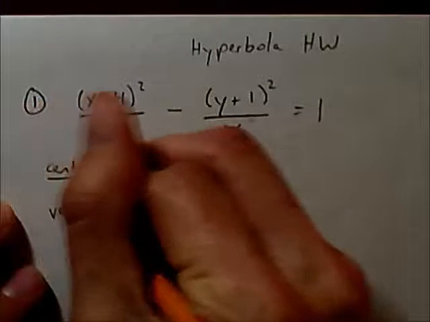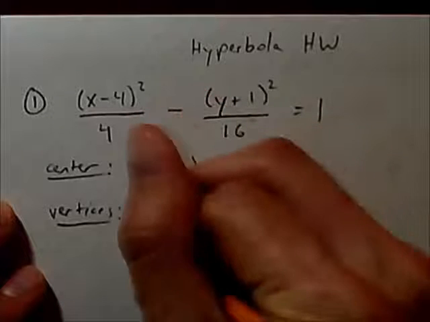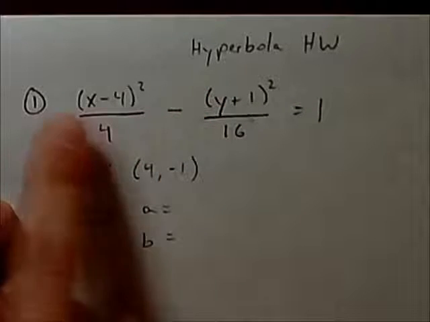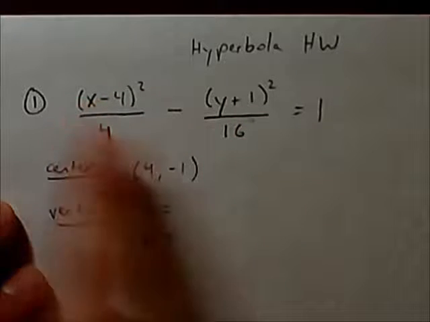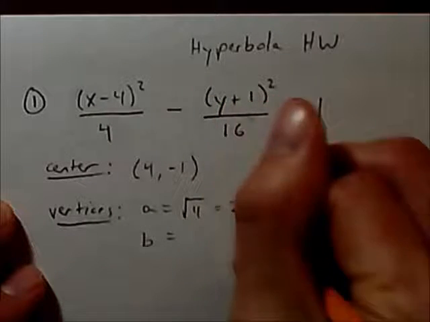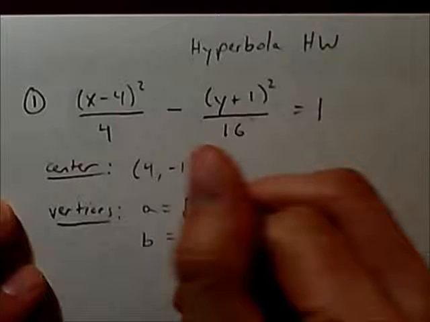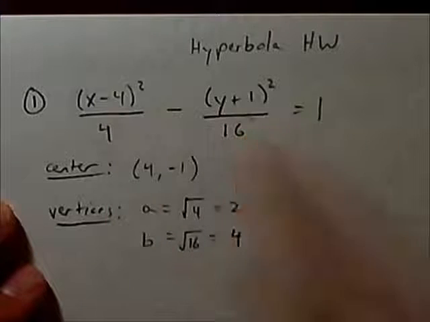Before we find the vertices, let's find A and B. So remember, for a hyperbola, A always comes from the positive side. It doesn't matter which one's bigger. It's whichever side is positive. Here it's the x's. So A is the square root of 4, which is 2. And B is from the negative side. Square root of 16 is 4. There's A squared, B squared.